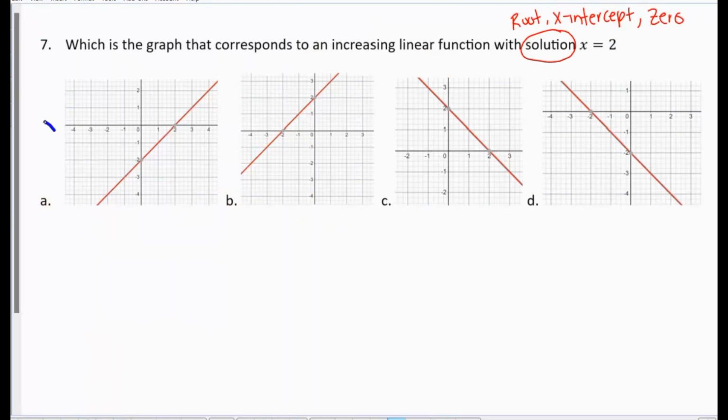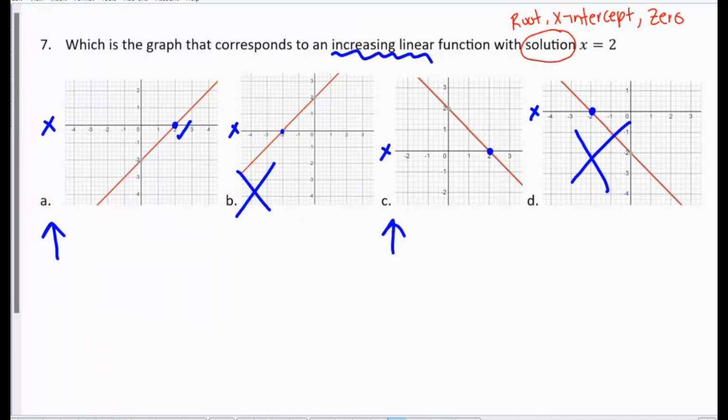Now remember, your x is your horizontal line. So we want to know which of these graphs is touching the horizontal line at 2. If we mark here, okay, that's at 2. This is at -2, so that doesn't work. This is also at 2. And this is at -2. Okay, so we're left with A or C. Now it says an increasing linear function. So I'm going to put my person on the mountain. I'm going to see which one's going to be going up the mountain, and that would be A.